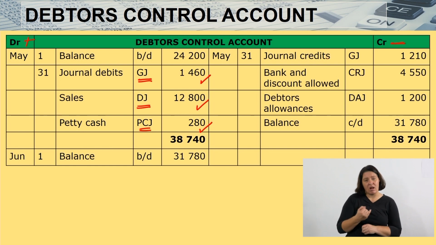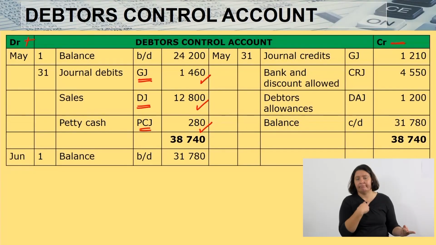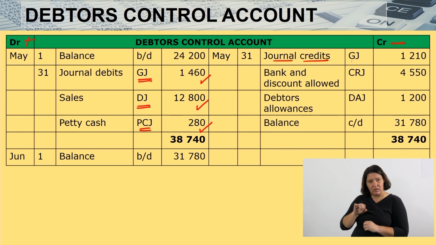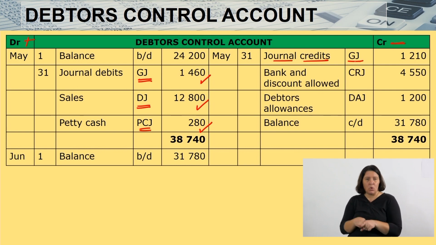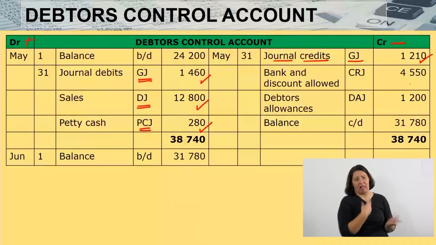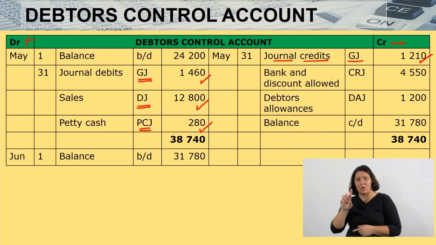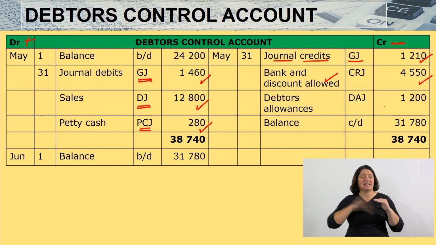On the credit side, we have our general credits. This involves debtors that can no longer pay their accounts, and we declare them bad debts. So we can have bad debts on our credit side as your general credits here. Remember, it is also from the GJ. One example, as I've said, is your bad debts. So you have your 1,210. Bank and discount allowed, this is when your debtors have paid and you have also allowed them discount.